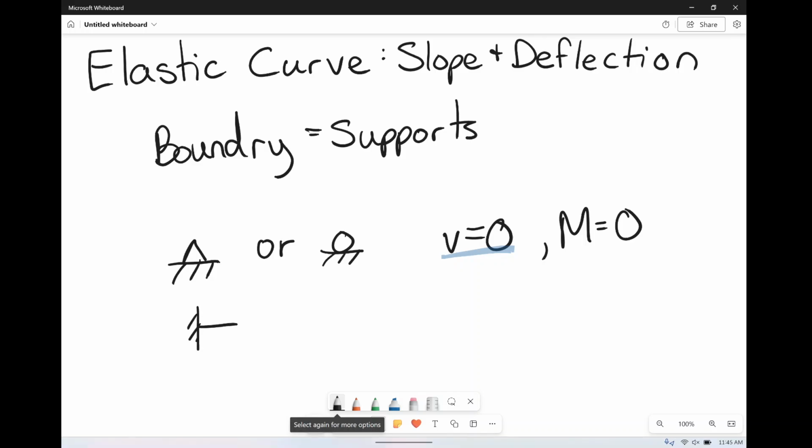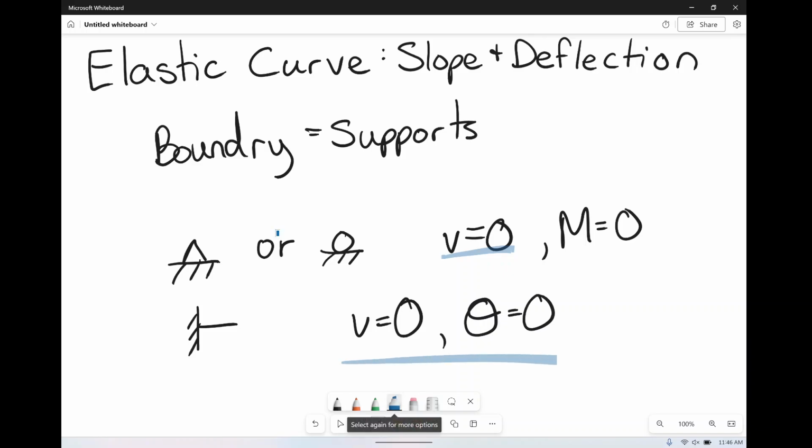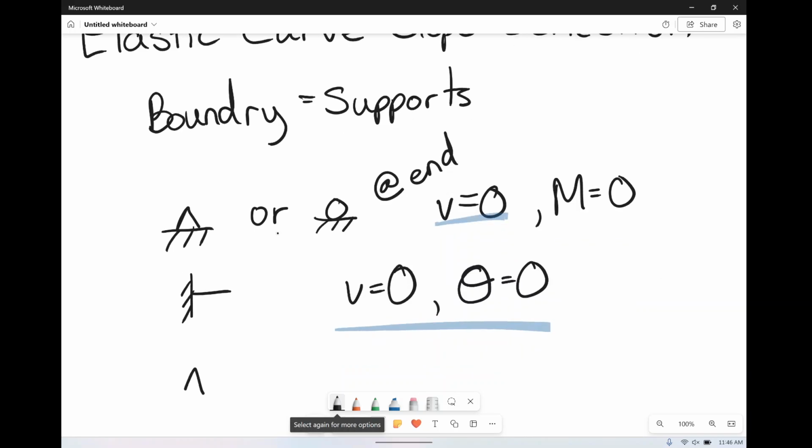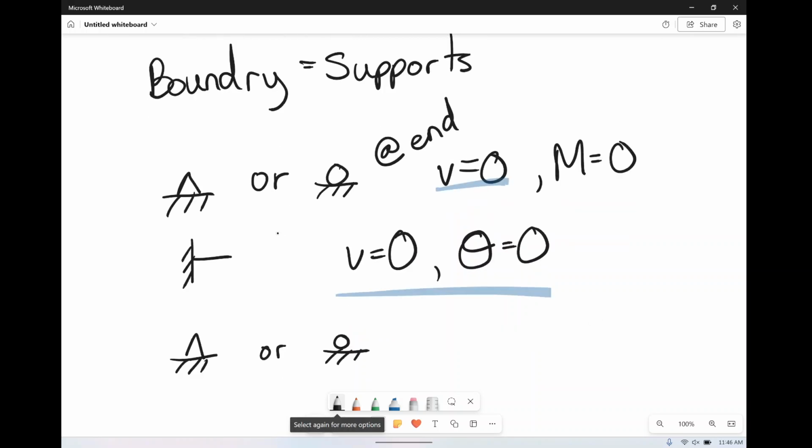At a fixed end, you have no deflection and no slope. So this is what we're really looking for in terms of our boundary conditions. And again, this is a pin and a roller at the end of a member. If you have a pin or a roller that happens to be at the middle, then you don't necessarily know that the moment is equal to 0, but your deflection is still equal to 0. So for what we're concerned with, these are our boundary conditions that we're looking for with our supports.